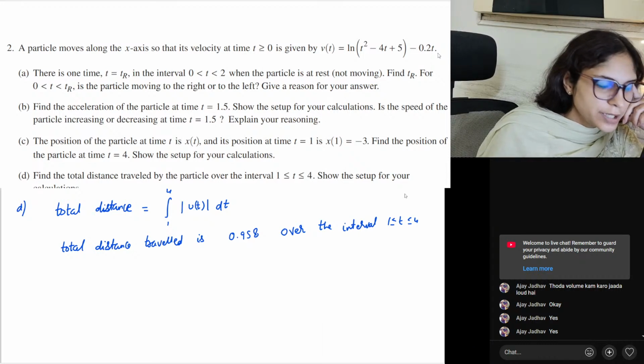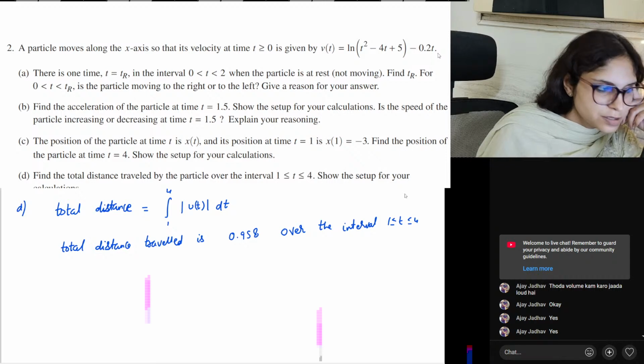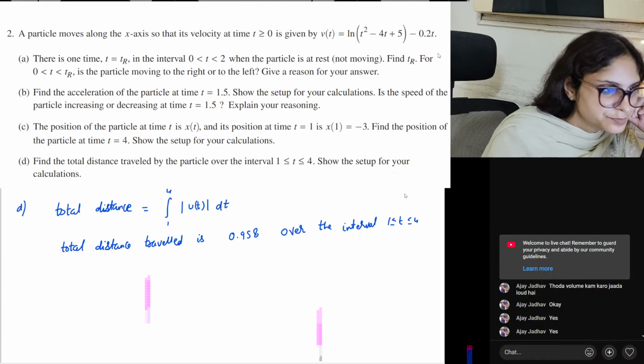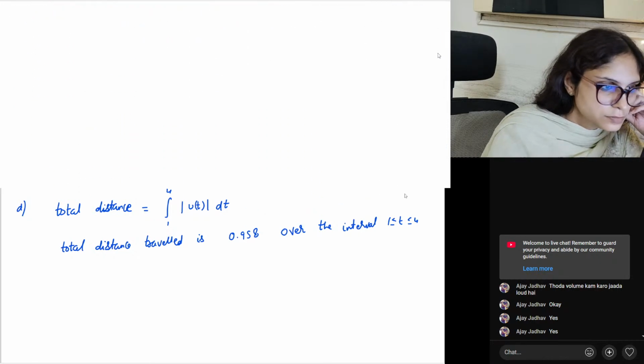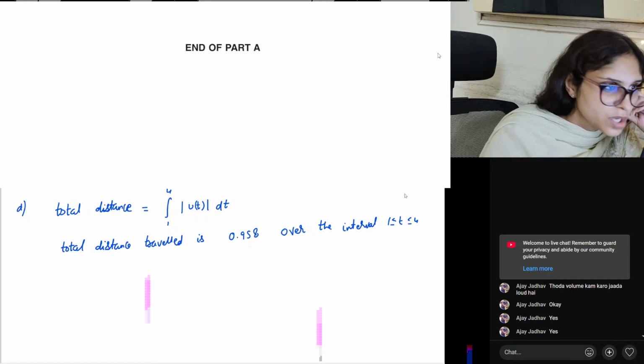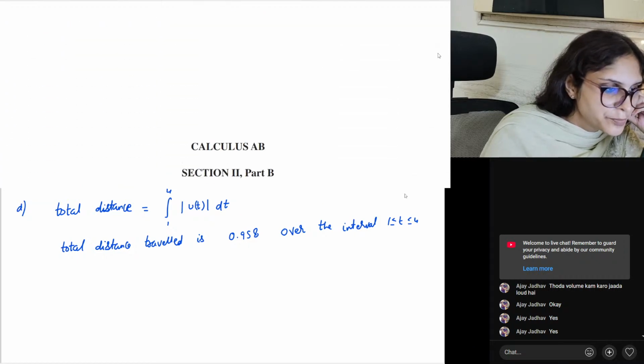The acceleration you have to find out, that is differentiation. And the position of the particle, that is integration. Total distance is again integration. So it is again from differentiation and integration. So this was the end of part A.